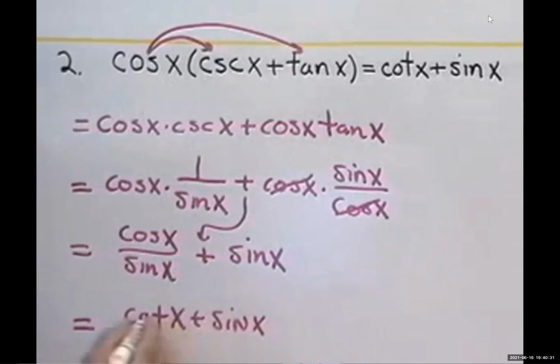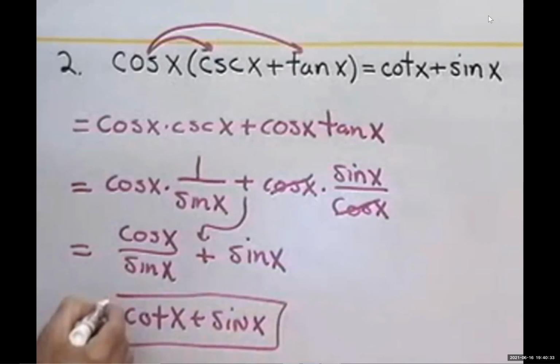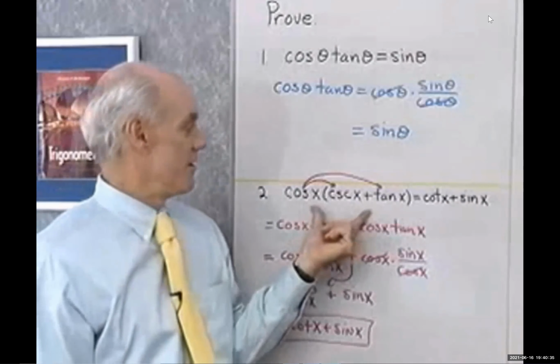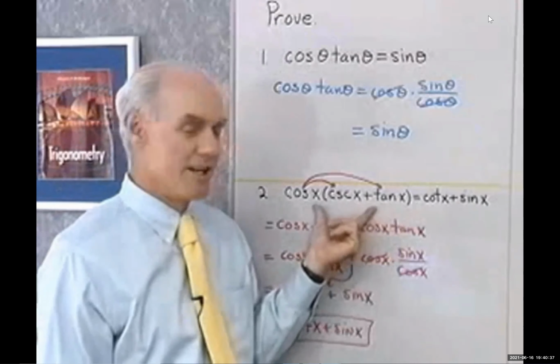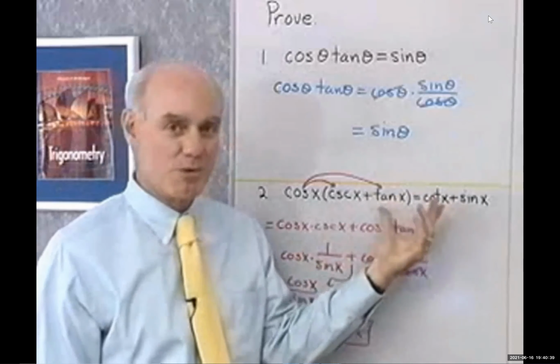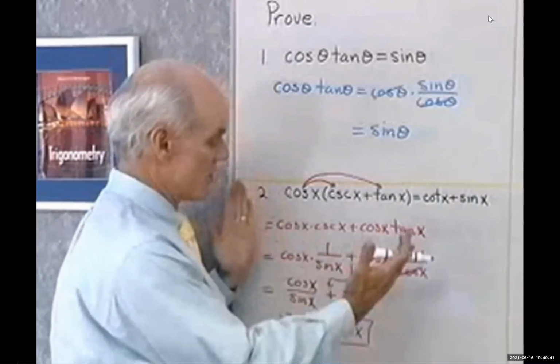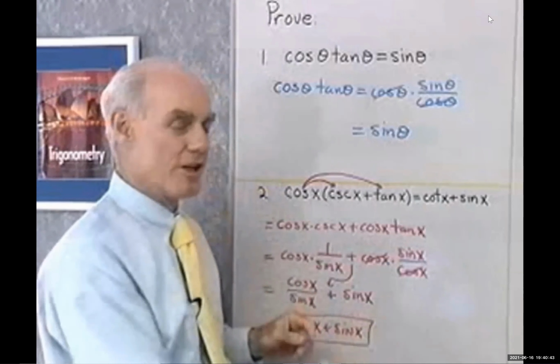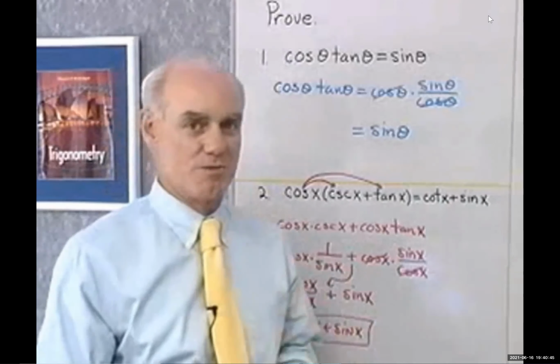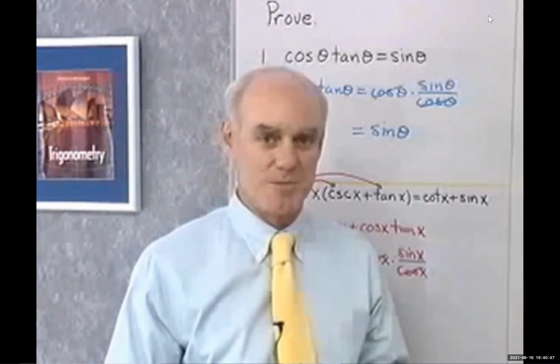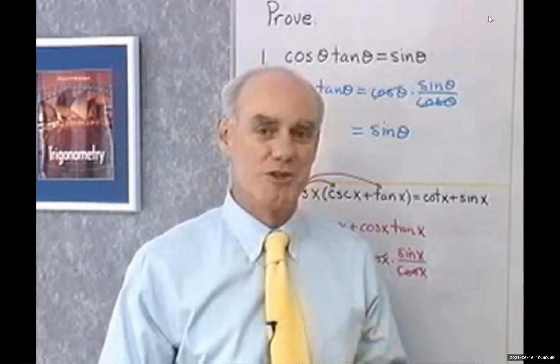And I've succeeded in changing the left side of this expression of this identity into the right side. So I've essentially proved this identity. So you can see by watching what I've done right here that you need to know those basic identities, reciprocal identities, ratio identities, and Pythagorean identities to be able to do these problems.